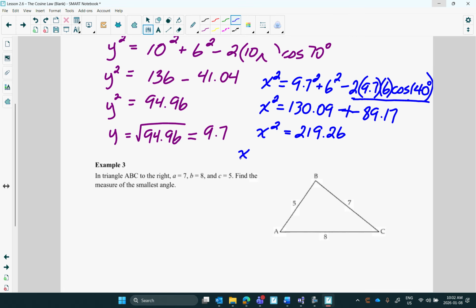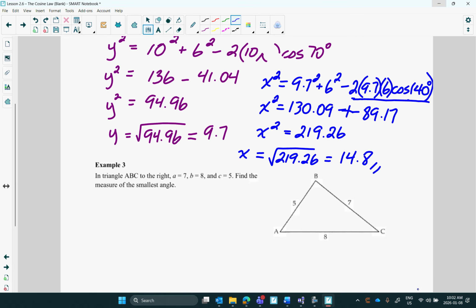X is going to be the square root of 219.26, which is going to give me about 14.8. That's my final answer. Okay? So that's how we use cosine law to find a missing side.